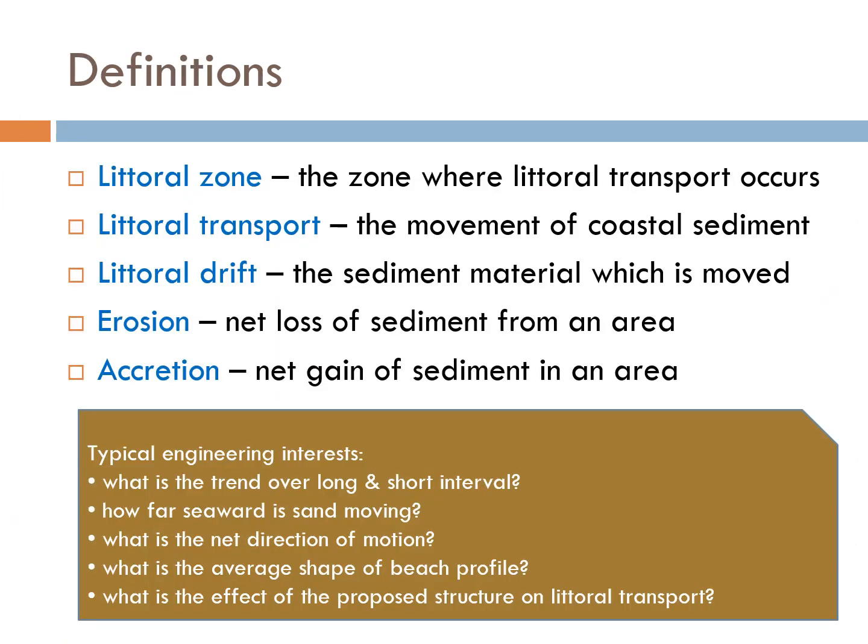So by definition, the littoral zone is the zone where littoral transport occurs, and littoral transport means the movement of coastal sediment. Meanwhile, the sediment itself, the material, is known as littoral drift. Erosion is the net loss of sediment from an area, whereas accretion is the net gain of sediment in an area.